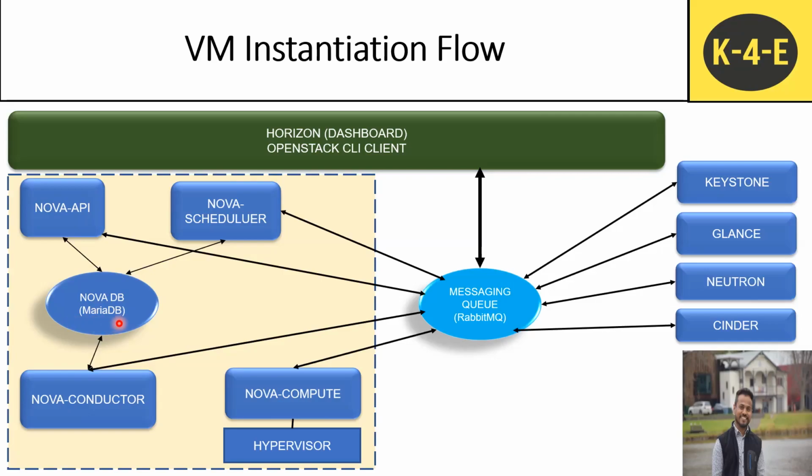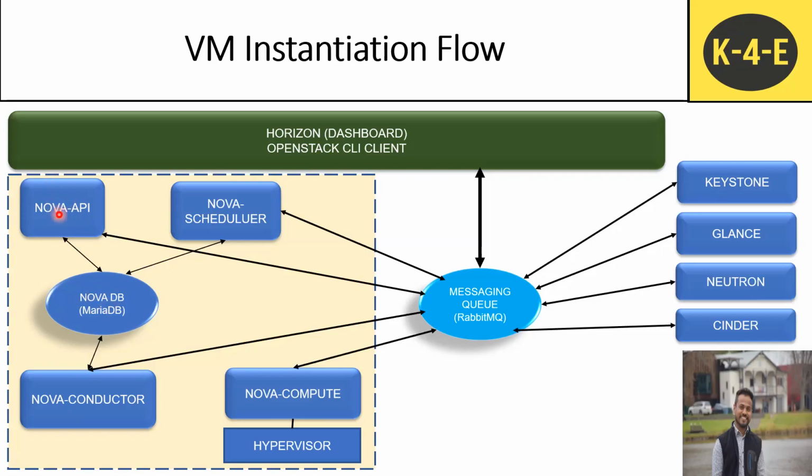I've just given the example of MariaDB. Now this MariaDB is divided into different tables. One is for your Nova database. Nova DB is very important because it maintains the instances information.